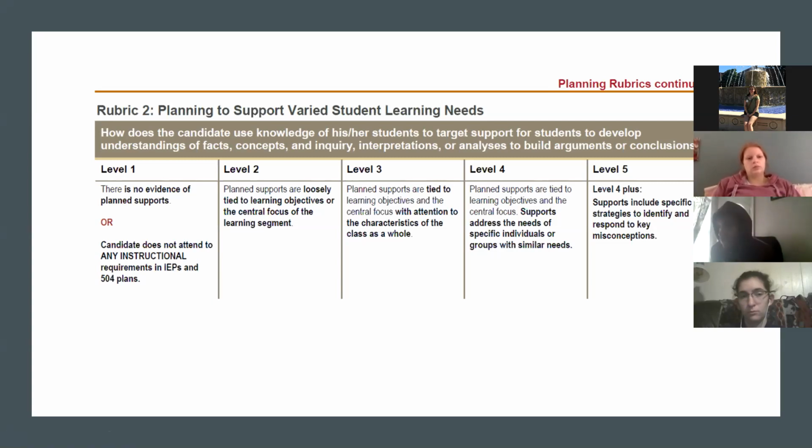If you're just doing level 2, you're just saying, okay, I'm doing this one particular thing for John. But level 3, 4, and 5 is saying, well, 3 and 4 in particular, what's the whole group? What am I doing for the whole group? And how am I targeting particular students within that whole group, but I'm thinking about the whole group's needs. And level 5 is really targeting on those key misconceptions.